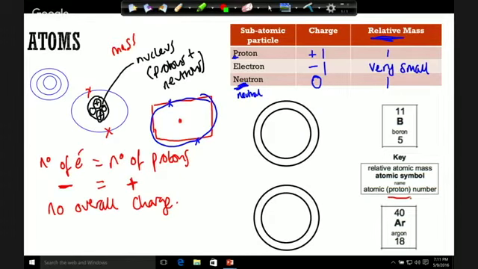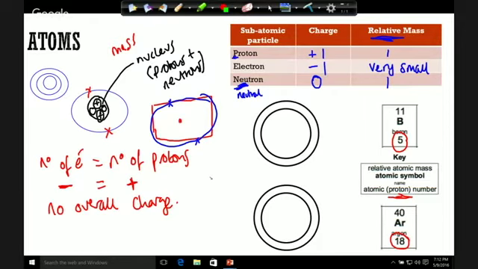We need to think about the proton number. We need to think about this rule over here. The number of electrons in an atom equals the number of protons. So if we have a look at our proton number, that will also tell us the number of electrons. So we know in boron there's 5 electrons, and in argon there are 18 electrons.